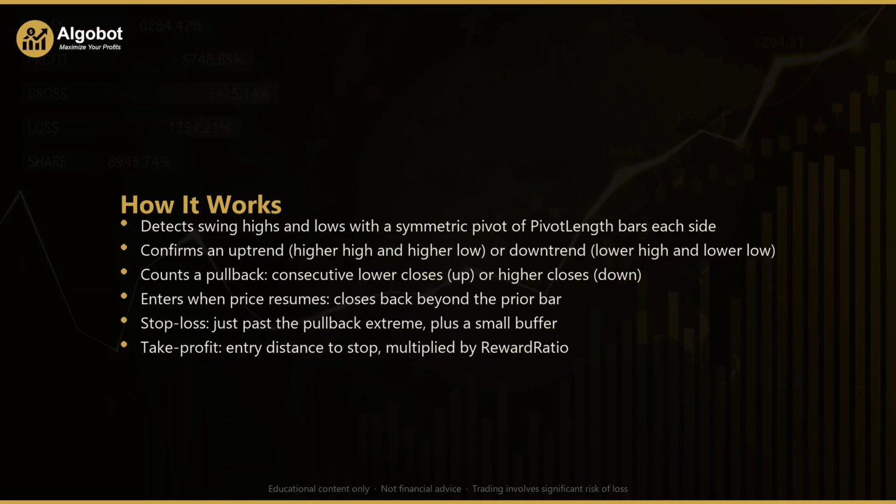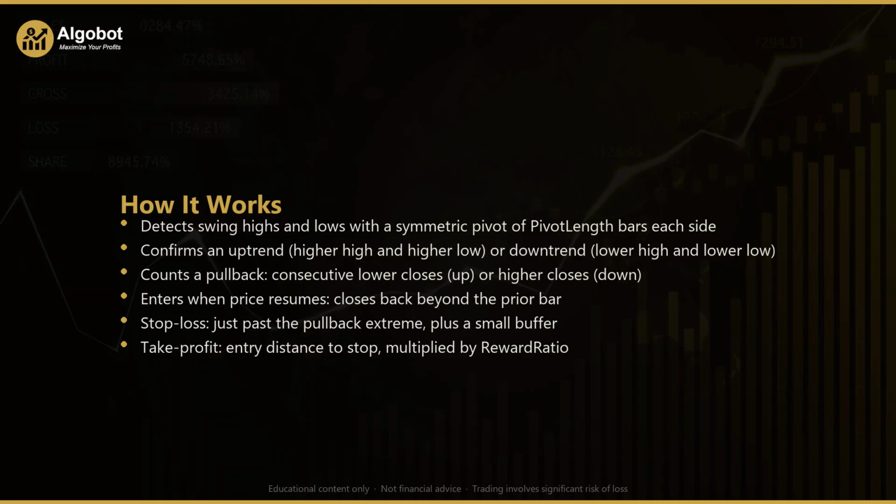Next, the strategy compares the most recent two swing highs and the most recent two swing lows. If the latest swing high is above the previous swing high, and the latest swing low is above the previous swing low, it considers the market to be in an uptrend, a confirmed stair step climbing higher. If both the swing high and the swing low are stepping lower, it considers the market a downtrend.